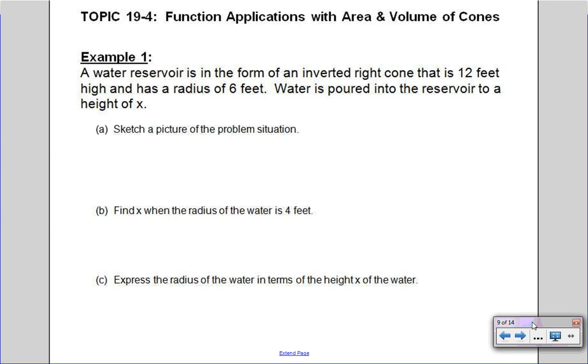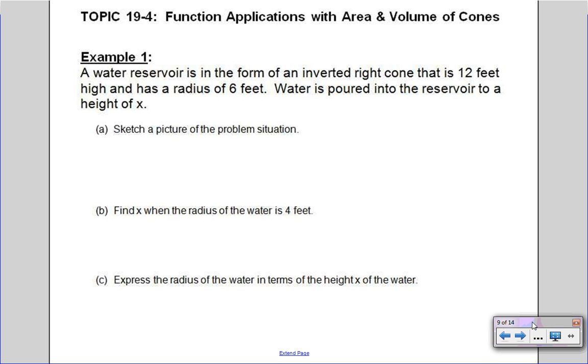It says a water reservoir is in the form of an inverted right cone that is 12 feet high and has a radius of 6 feet. Water is being poured into the reservoir at a height of x. So let's sketch a picture of this problem situation.